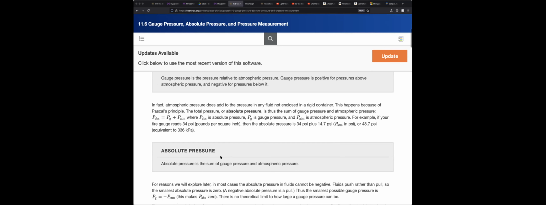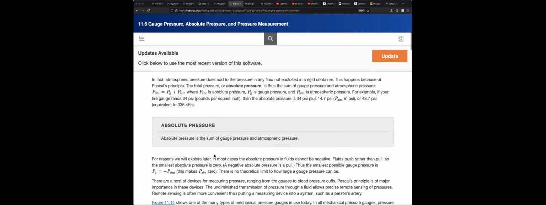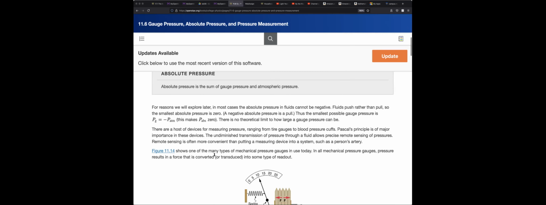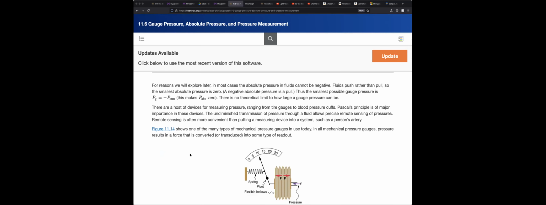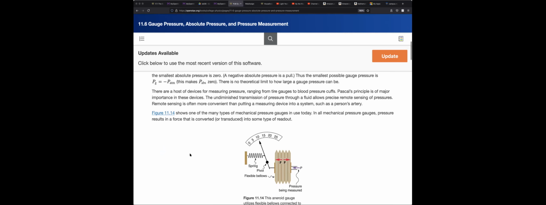Absolute pressure is just the absolute pressure above zero pressure. So the absolute pressure of the atmosphere is 1.01 times 10 to the 5th Pascal above zero pressure. Where zero pressure you could think of as being out in space where there's no atmosphere pushing on you and nothing really running into you, no forces acting on you. So what kind of devices do we use for this?